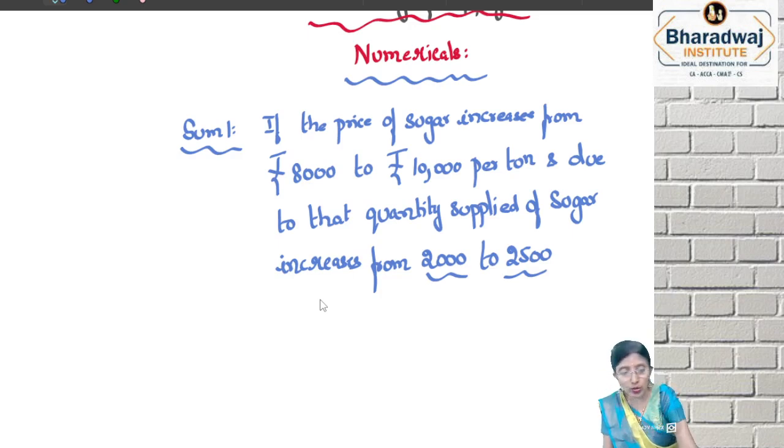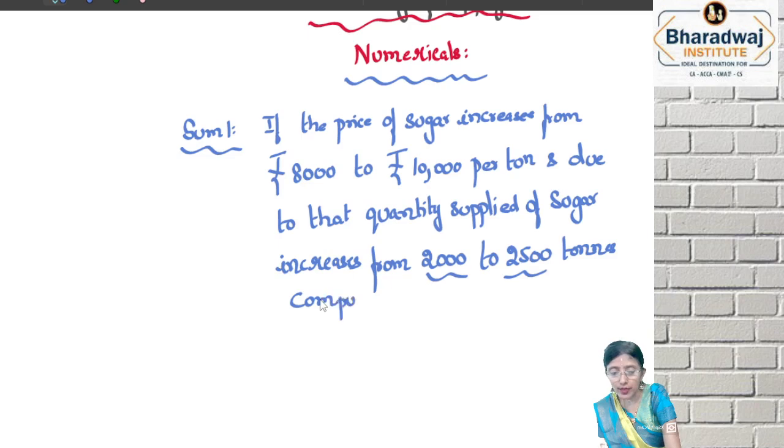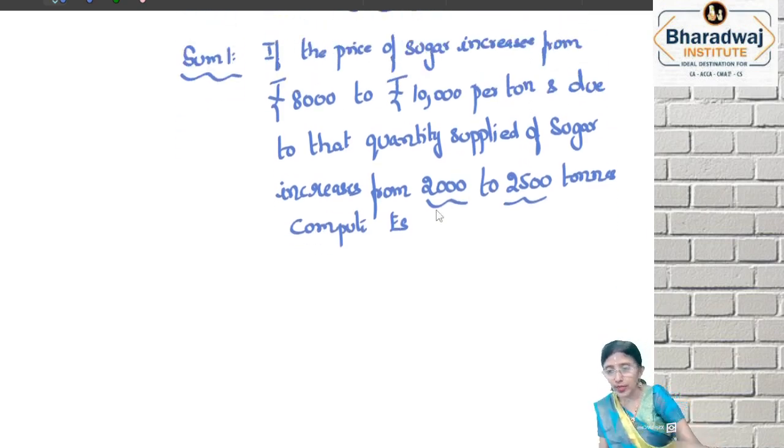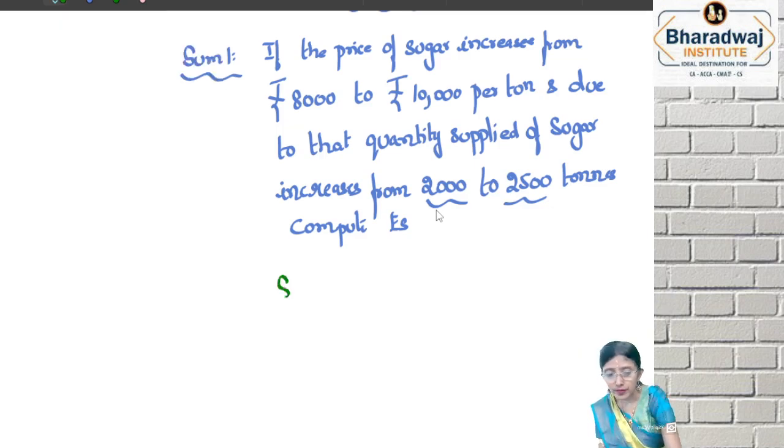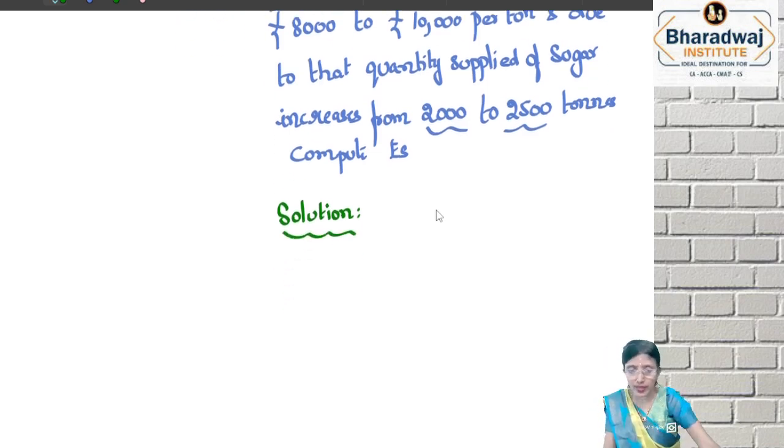So to 2,500 tons, compute elasticity of supply. Compute ES. Okay, so this is the data I'm having. So let's write the solution. I think you may also be working out. You also do your working out parallelly, and let's see whether we are getting the key answer. We will check it with the key answer.